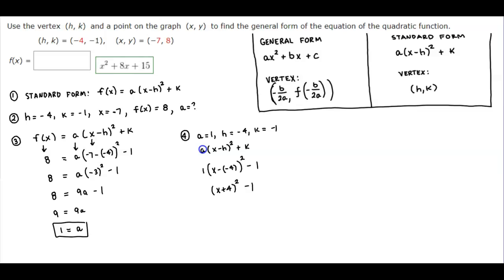Now, if we multiply out (x plus 4) squared, it's a perfect square trinomial, which is x squared plus 8x plus 16, minus 1. Therefore we end up getting x squared plus 8x plus 15. And there is our general form, since that's what the question was asking.